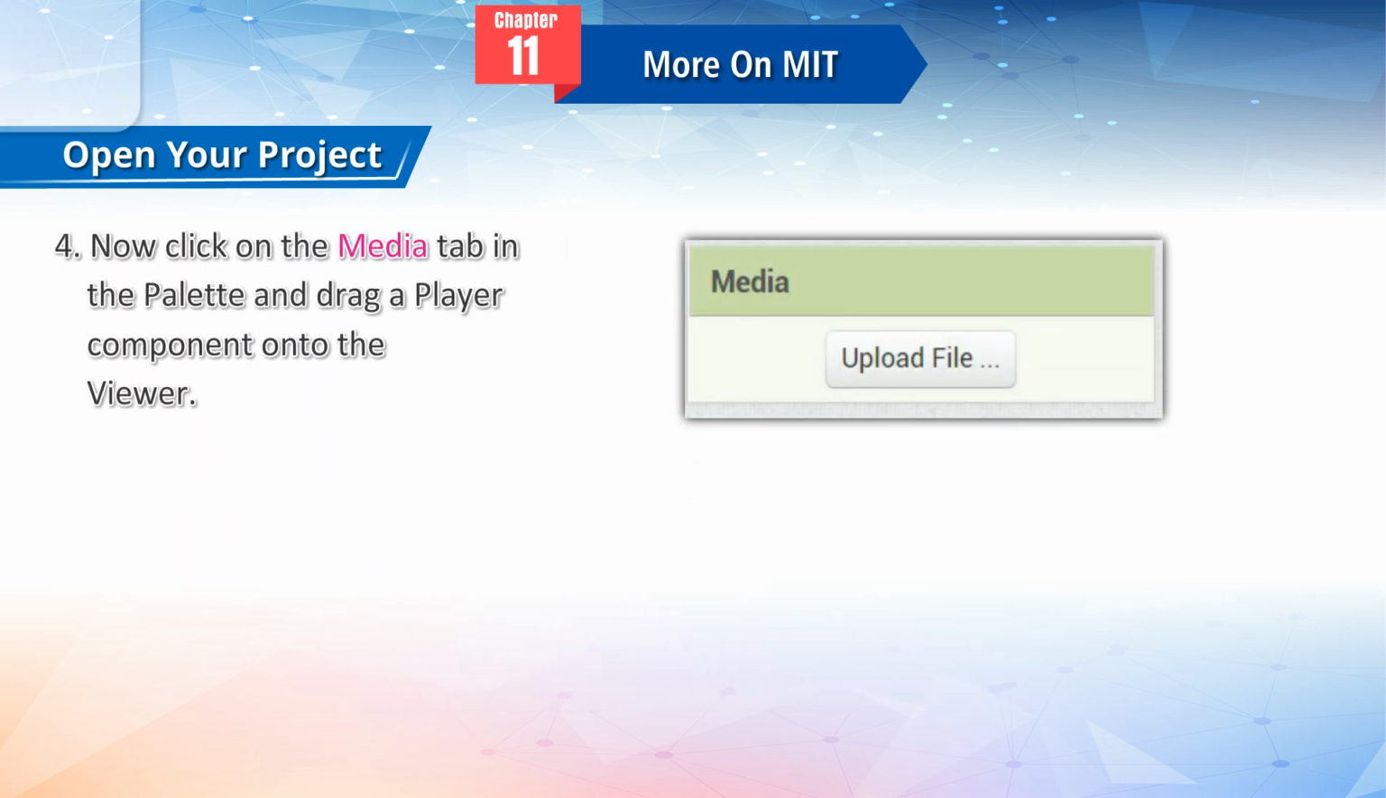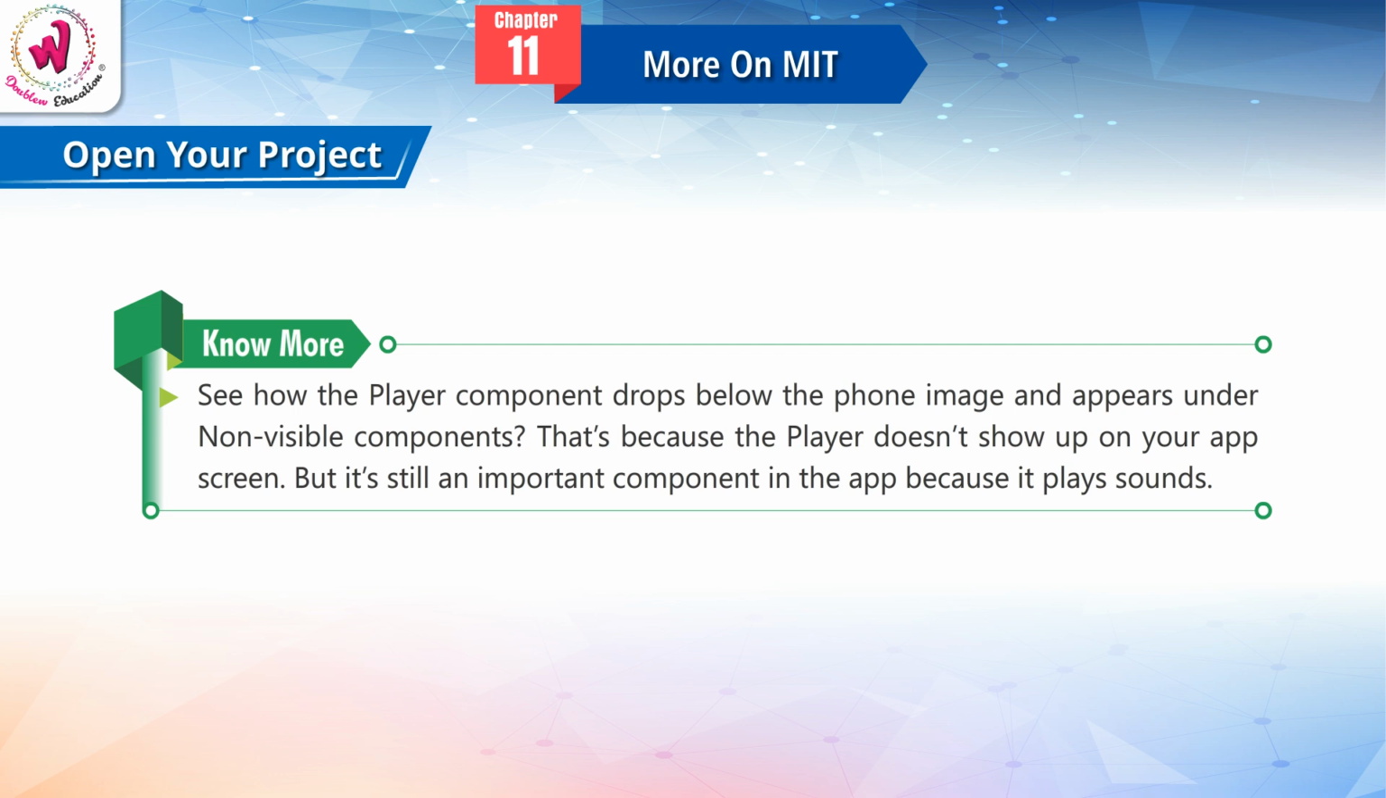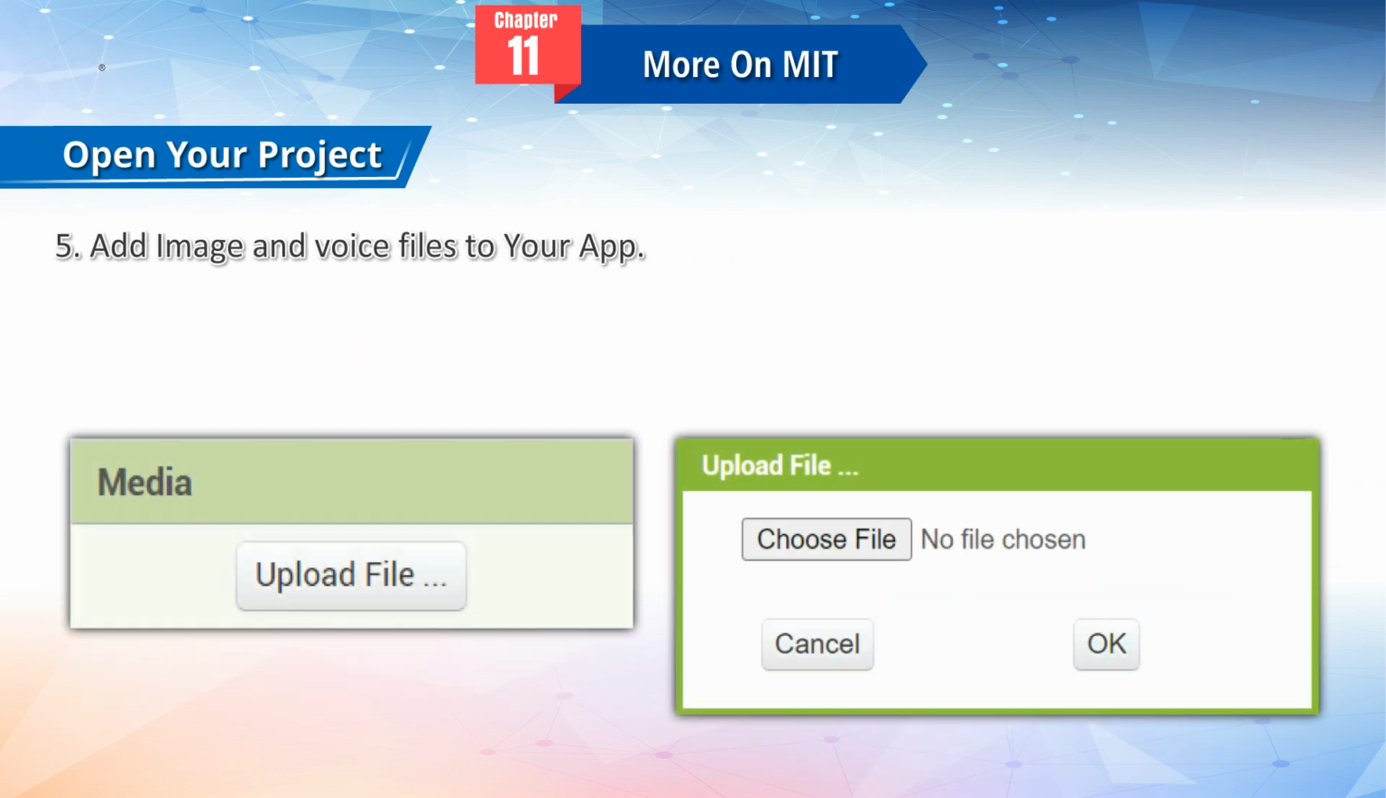4. Now, click on the Media tab in the palette and drag a player component onto the viewer. Note how the player component drops below the phone image and appears under non-visible components. That's because the player doesn't show up on your app screen, but it's still an important component in the app because it plays sounds.